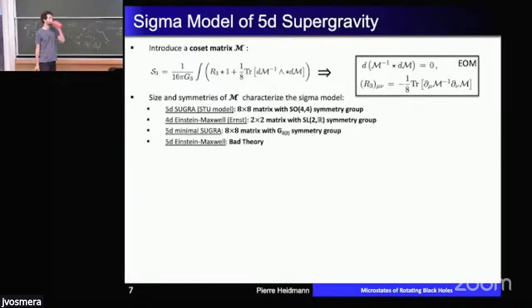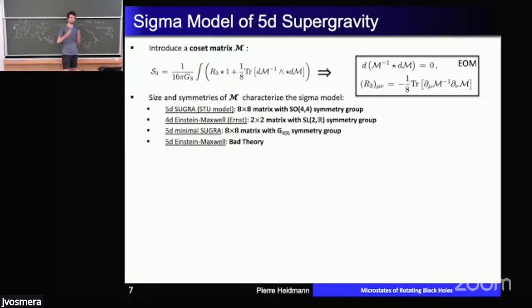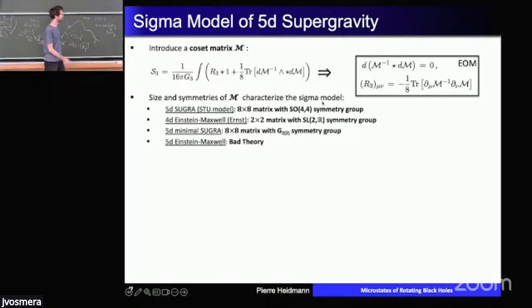Really, the symmetry of this coset matrix M is really what characterizes the sigma model and also characterizes the supergravity theory you start with. So for 5D supergravity, as Nick said, the symmetry group is SO(4,4). So it's an 8 by 8 matrix M, and you have this SO(4,4) symmetry group.